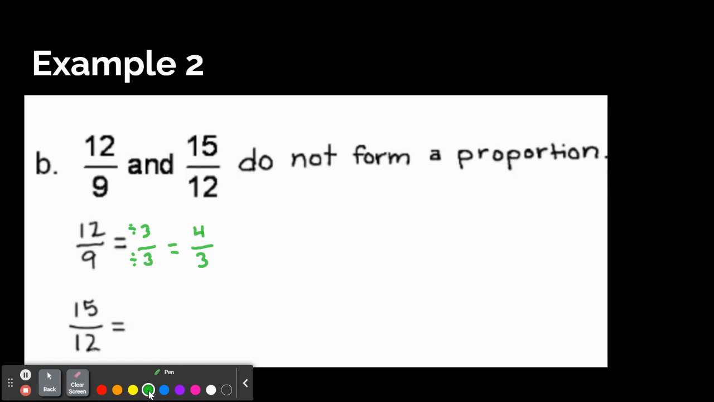How about this one? Again, 15 and 12 are both divisible by 3. But does it reduce to the same simplified ratio as 4/3? Well, 15 divided by 3 is 5, and 12 divided by 3 is 4. And right there, we see that they are not the same. They are not equivalent. Therefore, they do not form a proportion.